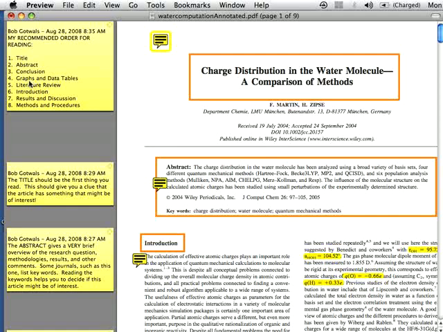Okay, so at that point, after step number 4, if you think you've gotten out of this journal article what you think you need to get, you really can stop now. You don't have to read anything else.